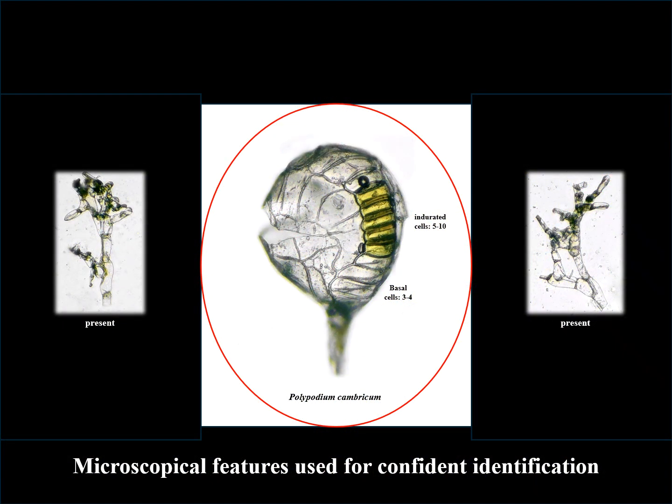Listing the three characters for each polypody, P. cambricum has 1. Paraphyses present, 2. On average 5 to 10 indurated cells, and 3. 3 to 4 basal cells.